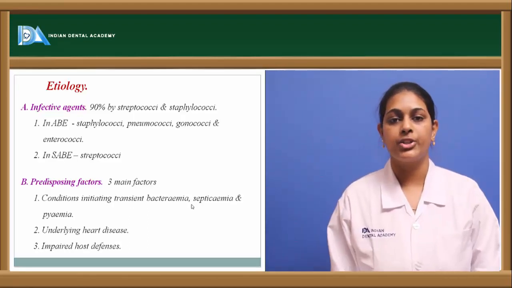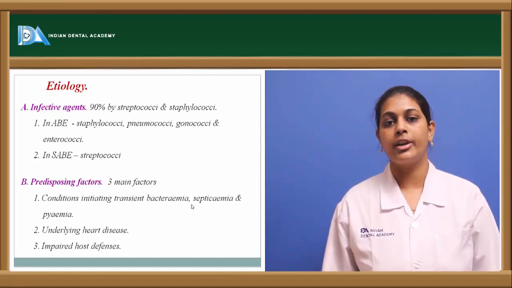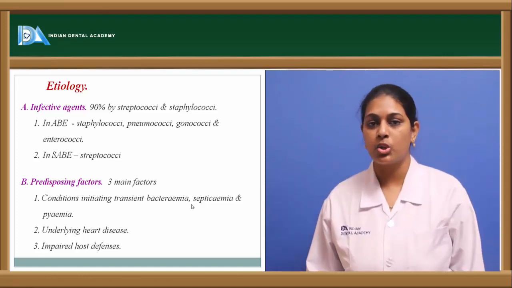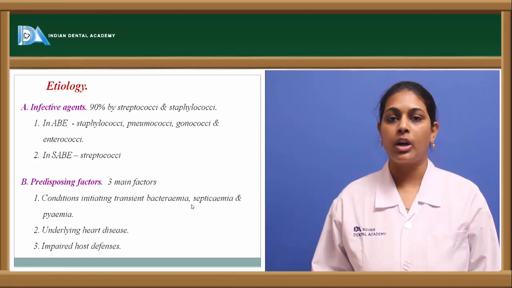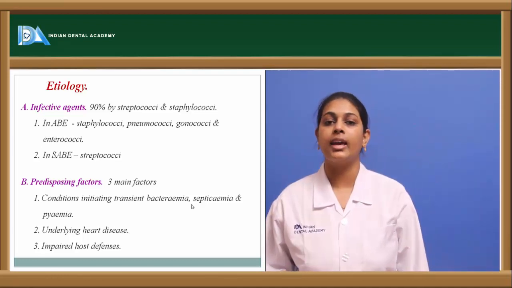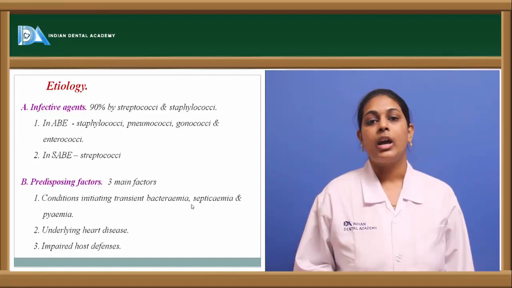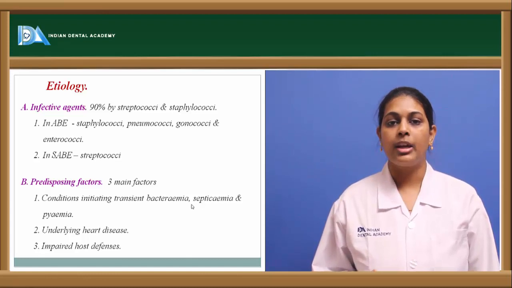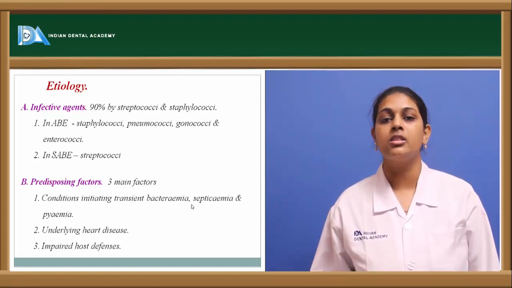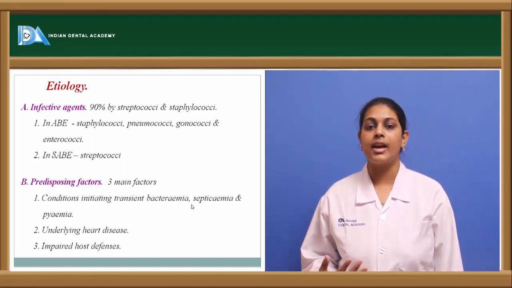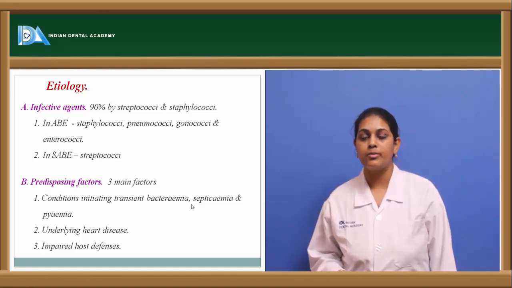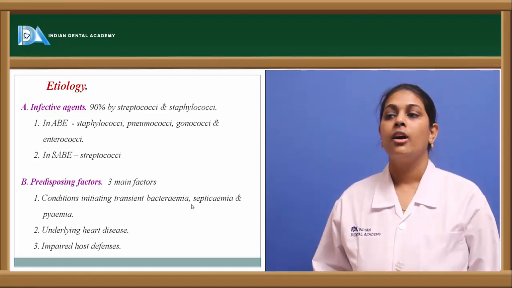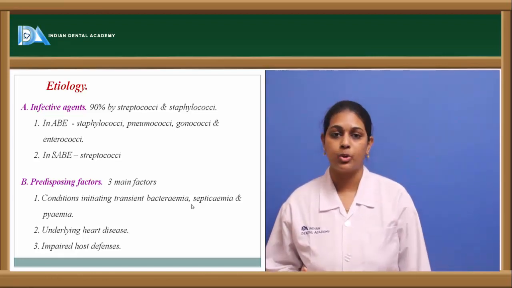Coming to the etiological agents, it could be because of an infectious agent or otherwise certain predisposing conditions. Among the infective agents, 90% of bacterial endocarditis is because of streptococci as well as staphylococci microorganisms. In acute bacterial endocarditis, staphylococci are most commonly involved, followed by pneumococci, gonococci as well as enterococci. So these are the microorganisms which cause acute bacterial endocarditis. Coming to subacute bacterial endocarditis, the most common organism which causes it is streptococci.